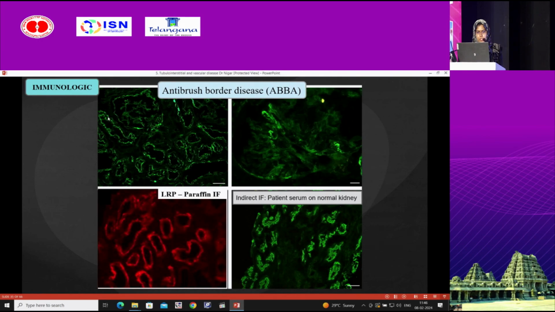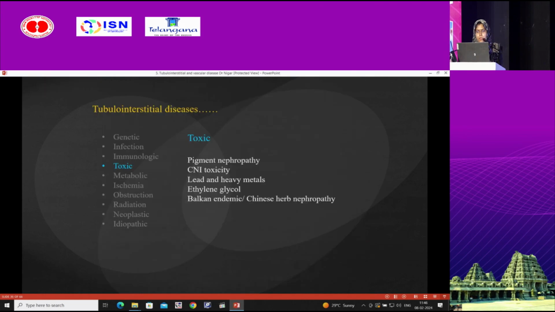We can see that there are two layers of green over here, and there is segmental staining along the basement membrane and segmentally along the capillary loops also. This is a textbook image of paraffin IF of LRP staining the brush borders. On indirect IF, when the patient's serum is incubated on a normal kidney, it stains positive, meaning that the patient's serum has autoantibodies to brush borders. So these are some of the toxic related entities.